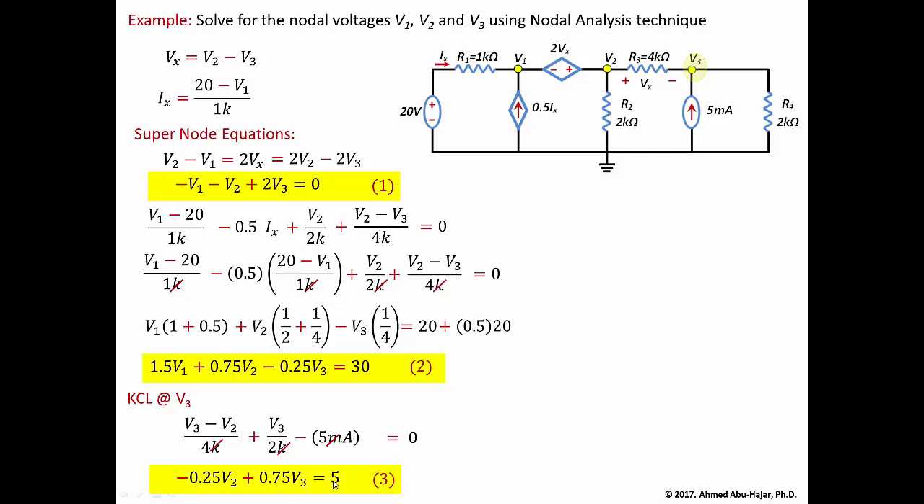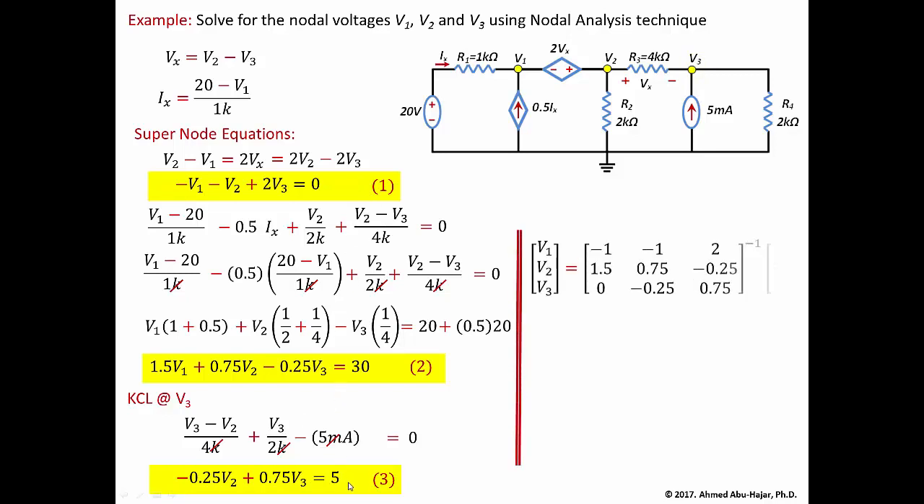And now we can express those equations in matrix form, and then solve the three equations with three unknowns. We're going to have V1 equal to negative 10 volts, V2 equal to 70 volts, and V3 equal to 30 volts.